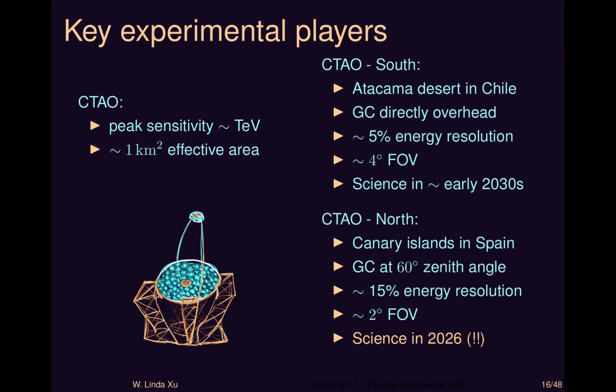CTA North is, I think, slightly underappreciated for dark matter physics. It's going to be in the Canary Islands. And it does see the galactic center, although at a much lower horizon angle than the south component, and that will give it worse energy resolution. But the salient point is that most of it actually already exists, and the full array that is relevant for dark matter physics is expected to be online and taking data by next year. So I'll talk about what we can do with both aspects of the theory.